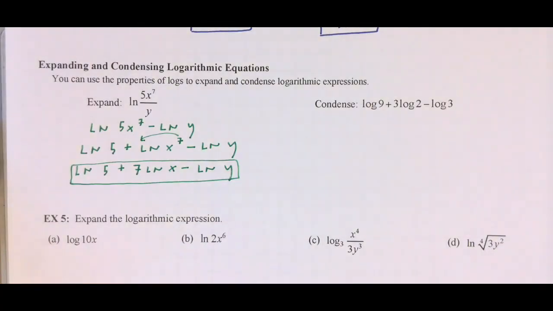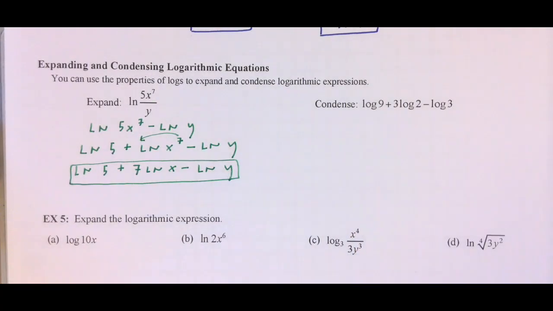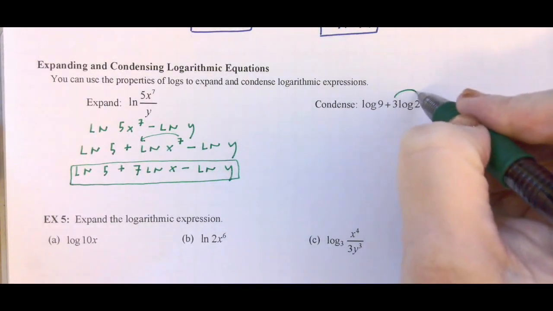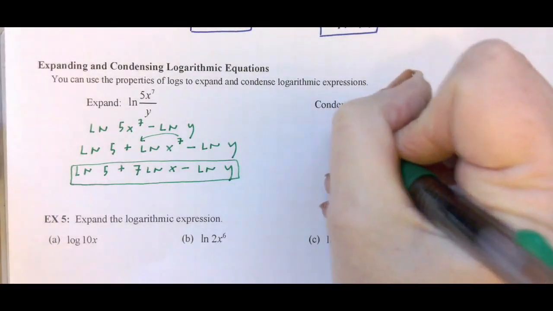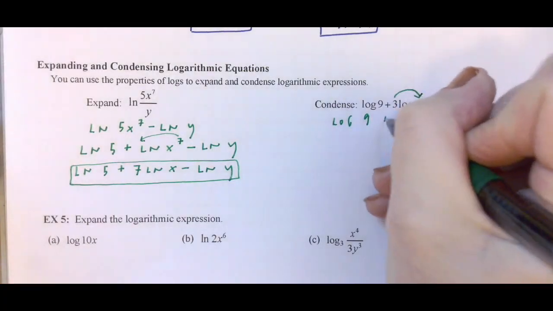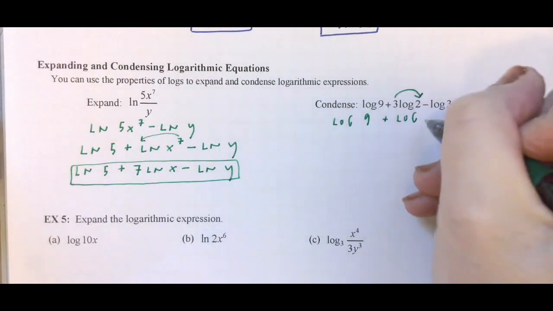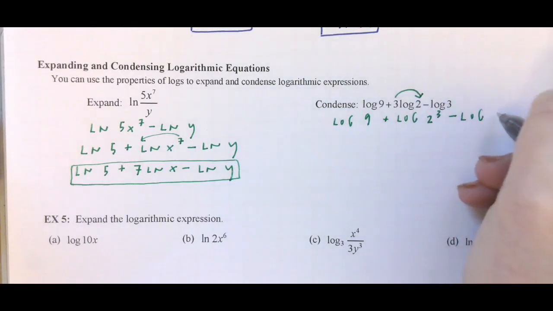Okay, we also have you condense. So if we give it to you in expanded form, can you pack it back together into a single log? So here I'd probably put the 3 back into the exponent position first. So next stage I have log 9, right? So base 10 plus log 2 to the 3rd power minus log 3.